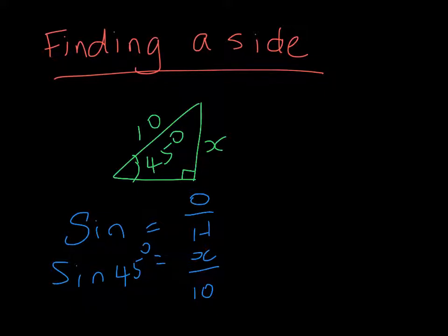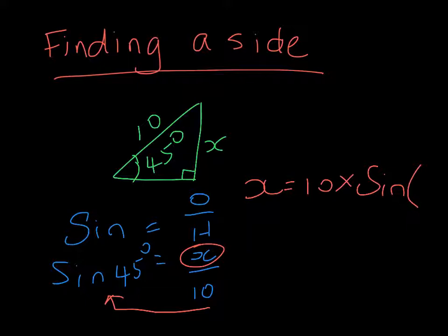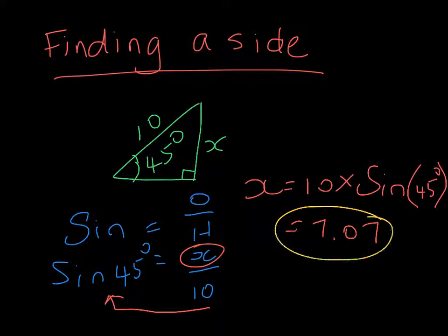Now in order to work this x out, we need to move this 10 over to this side. So this is how it looks. So then x equals 10 multiplied by sine, so press the sine button, 45 degrees. Okay, and we will round it off to 2 decimal places, so it's 7.07. So basically this figure here is now the value of this figure here.